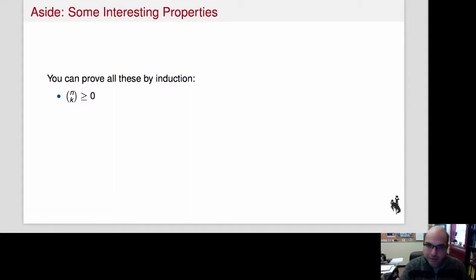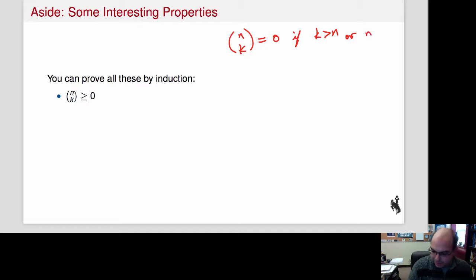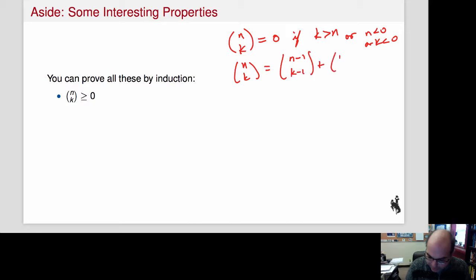Okay, so we've introduced this function n choose k, right? And remember how we defined it. N choose k is equal to 0 if k is bigger than n, or n is less than 0, or k is less than 0. Just the oddball cases. Otherwise, n choose k is equal to n minus 1 choose k minus 1 plus n minus 1 choose k.